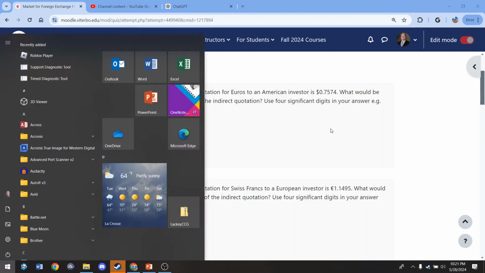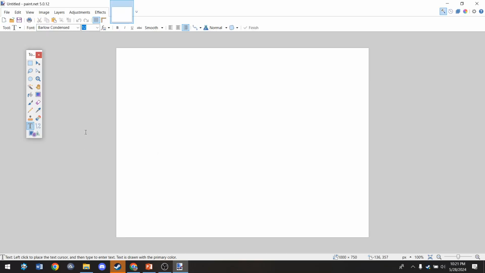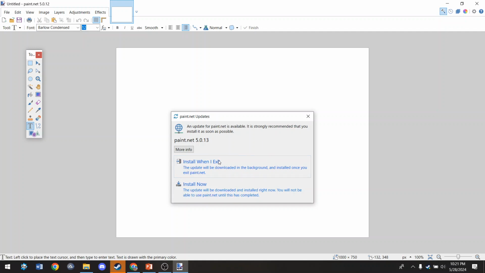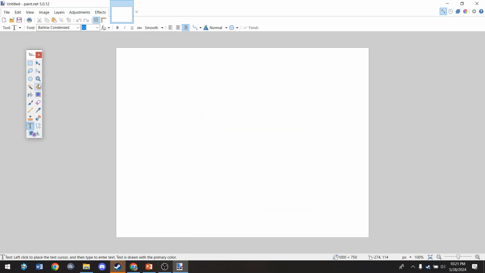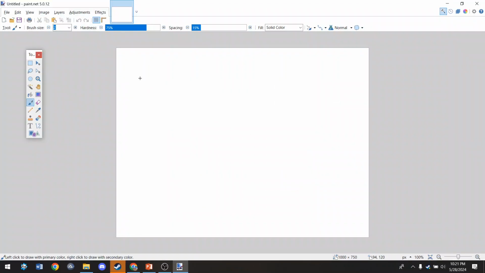I'll do some little notes here. Oh, that's the wrong paint program. I mean, this will work fine. All right, so we've got the 75.74, right? And this is $75.74, dollars per 1 euro, right?